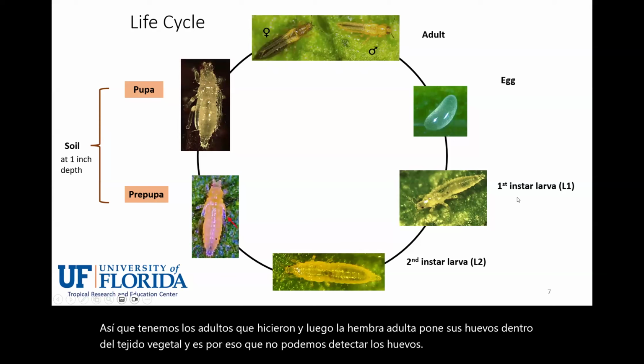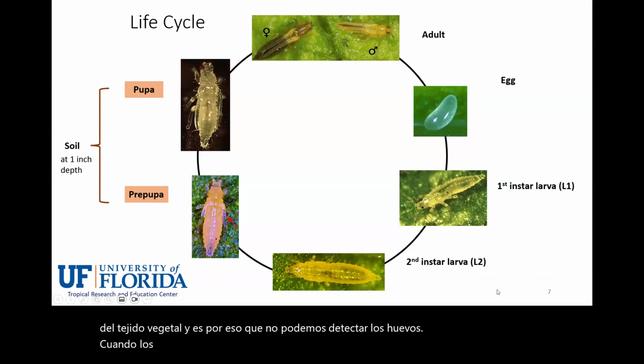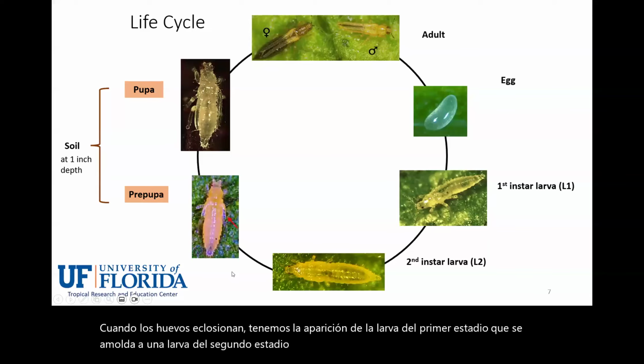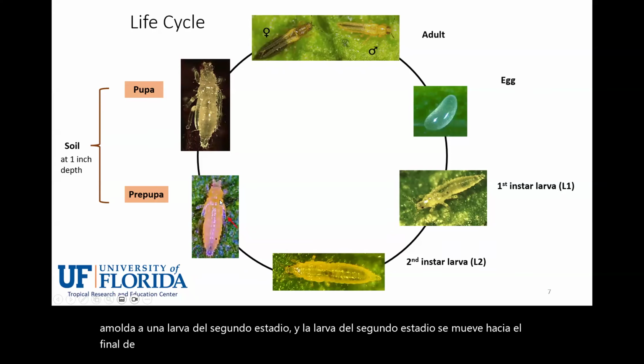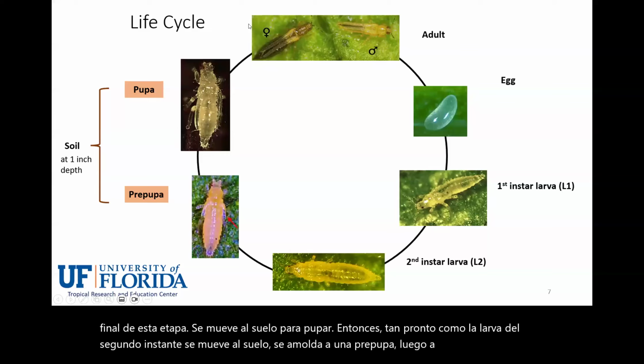When the eggs hatch, we have the emergence of the first instar larva that molts to a second instar larva. Towards the end of this stage, the second instar larva moves to the soil to pupate. As soon as the second instar larva moves to the soil, it molts to a prepupa, then to a pupa, and exits the soil as an adult.